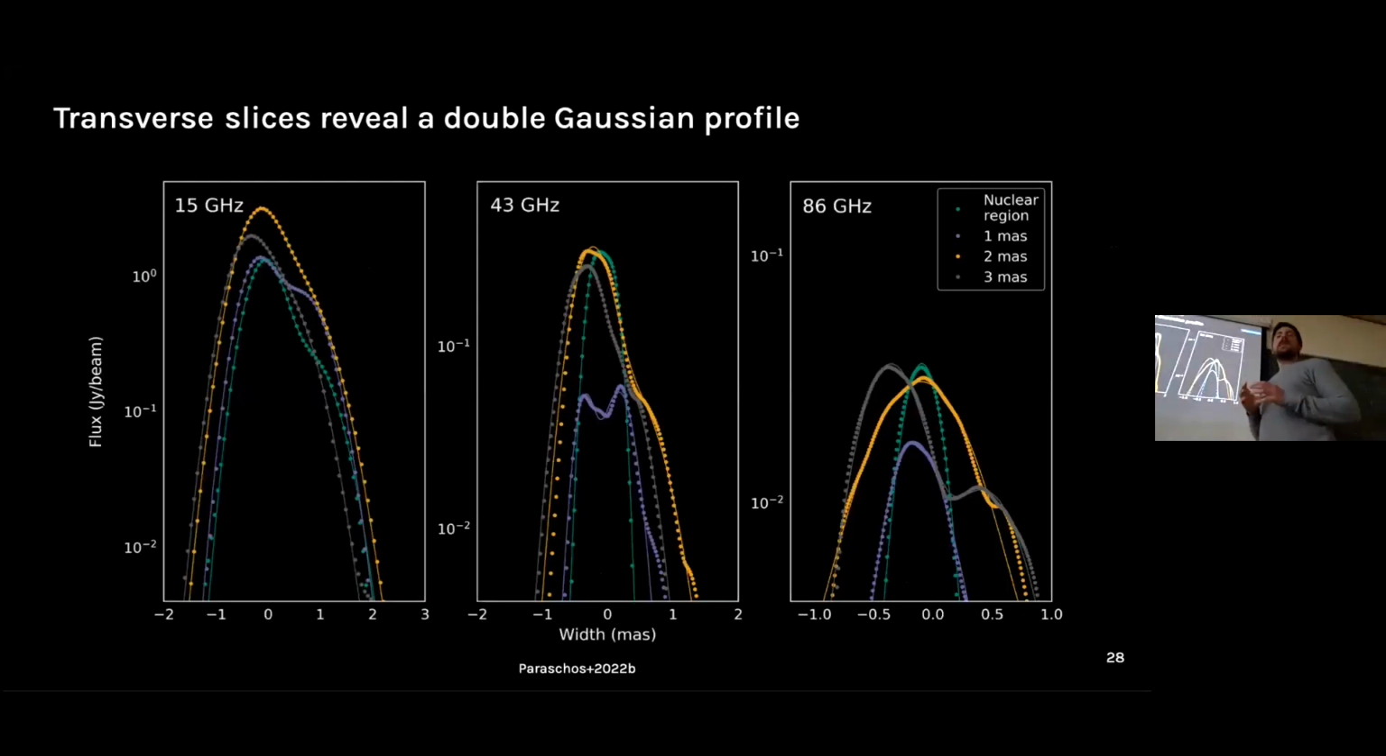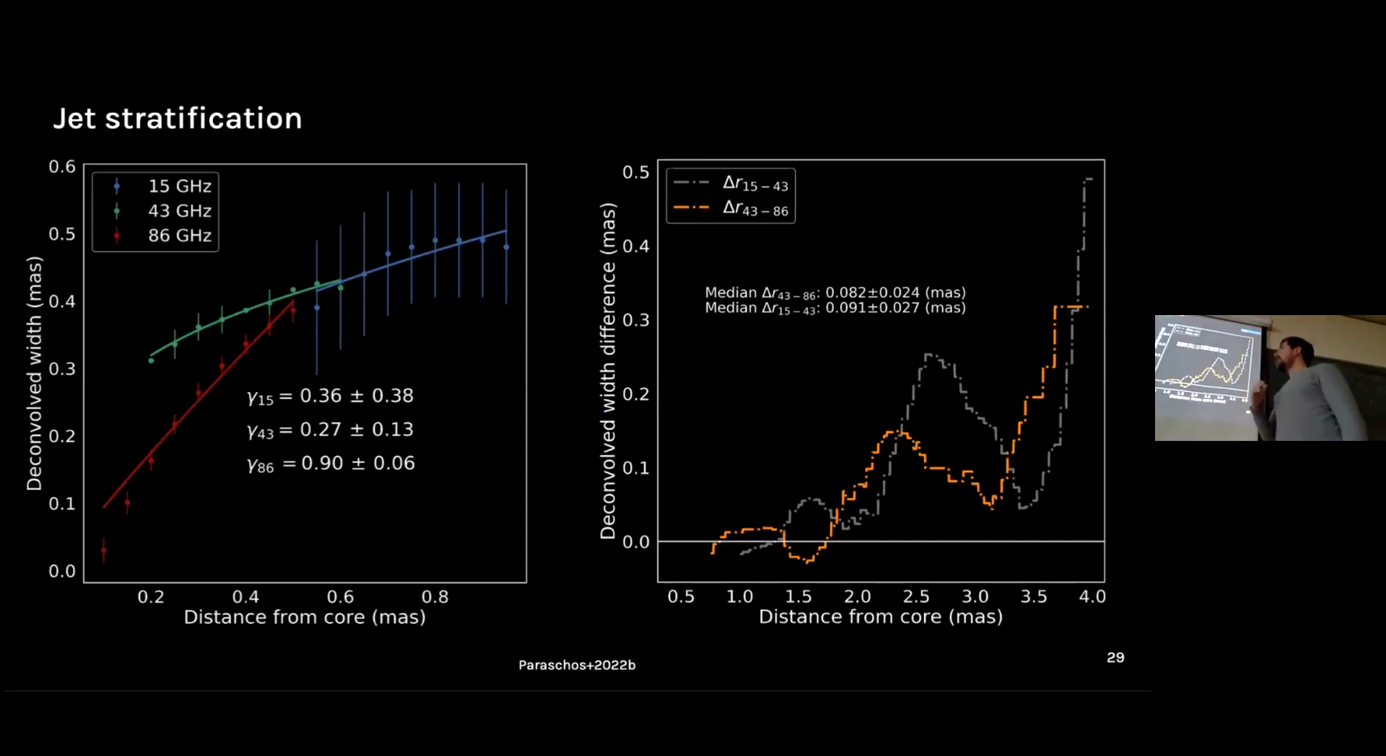Then we wanted to look at the profile of the jet. So we took transverse slices to the ridge line that I showed you, again at 15 and 43 and 86 gigahertz. And as you can see, to fit it, we mostly need two Gaussian profiles. So this seems to again confirm that we also see this double rail. So it's one Gaussian plus another one on top of each other. This points to jet stratification.